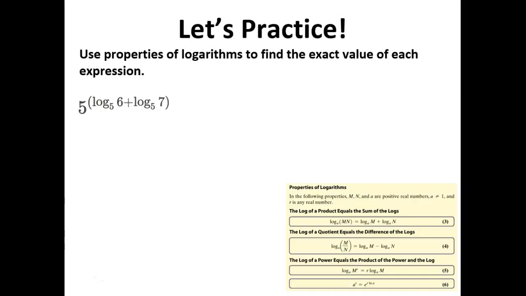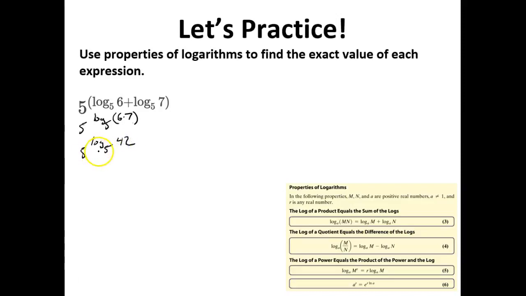This one here, use properties of logarithms to find the exact value again. Well, in this exponent, we have a plus between two logs, same bases. So I can use the product property. So we're going to have 5 to the power of log base 5. When there's addition between them, it's going to be multiplication of what's inside. So 6 times 7. And then we have 5 to the power of log base 5 of 42.